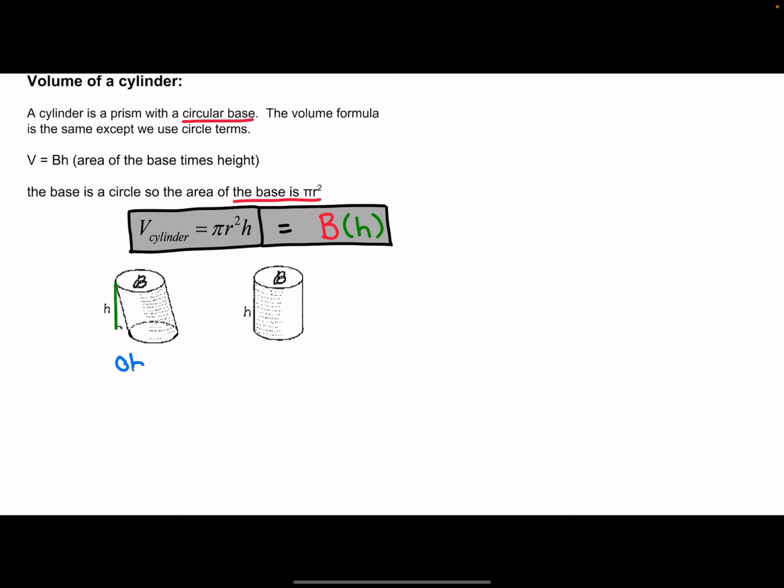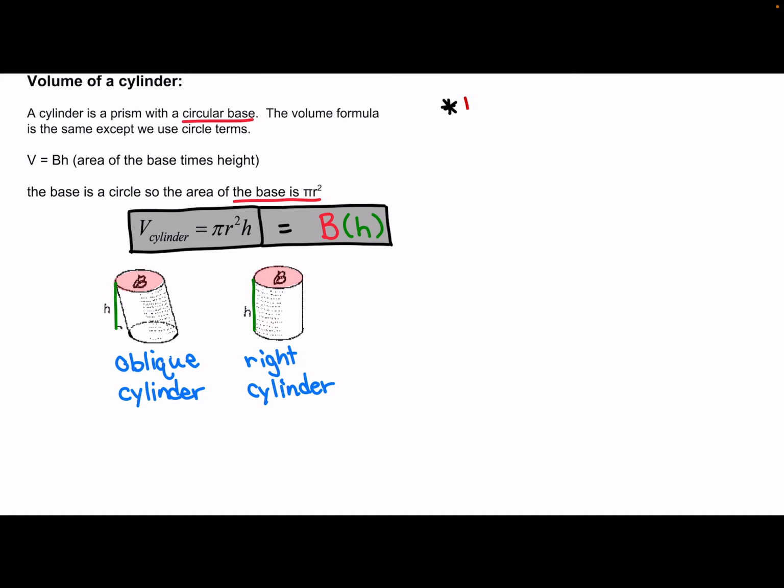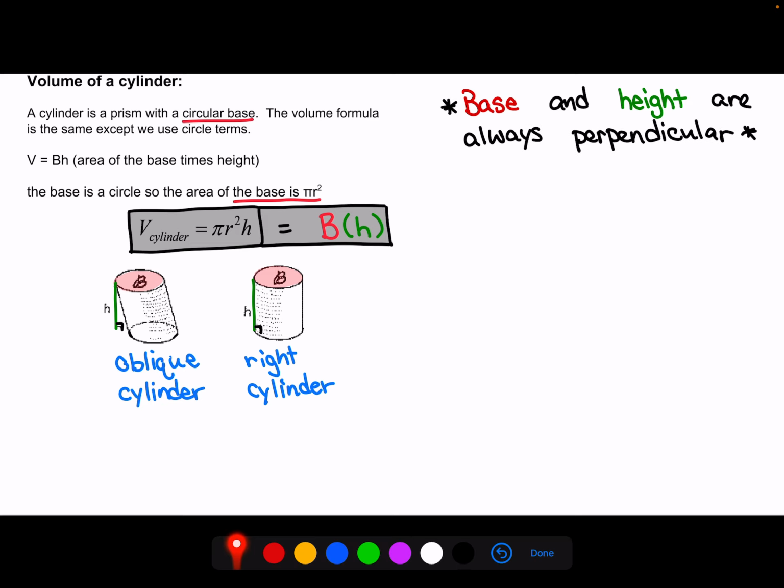Again, we have an oblique cylinder and a right cylinder right next to each other. And if these bases are the same and these heights are the same, do they have the same volume? Well, yeah, of course. Like we just talked about with Cavalieri's principle, these two have the same exact volume if their heights and their bases are congruent. So, please don't forget, make sure that you have this in your notes somewhere. It doesn't need to be right here if you put it earlier. But make sure that you know that the base and the height are always perpendicular. We can see that right here.